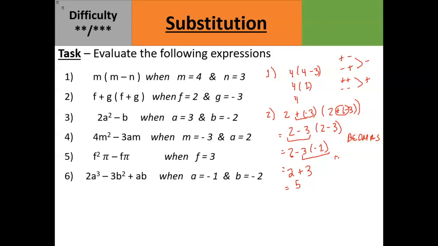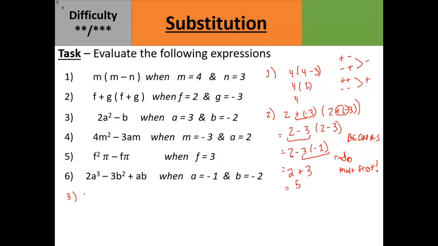So we do, oh, I don't know what's going on here. Do multiplication first. So we'll bring number 3 down here. Any questions on that one?